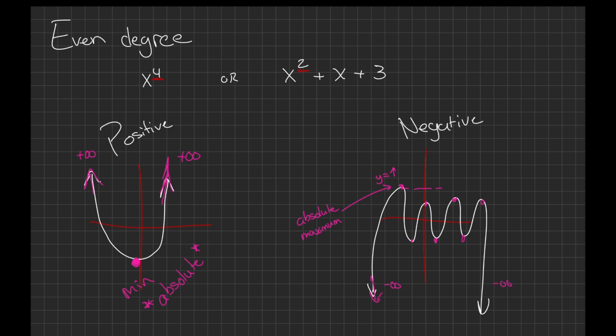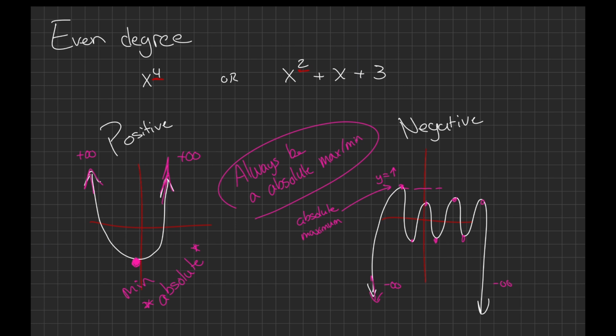So we can say that there will always be an absolute max or min on an even degree function, not an even function. That's a different thing, an even degree function. There will always be an absolute maximum or minimum.